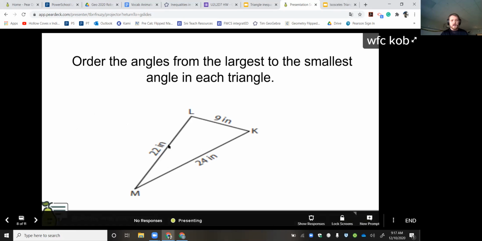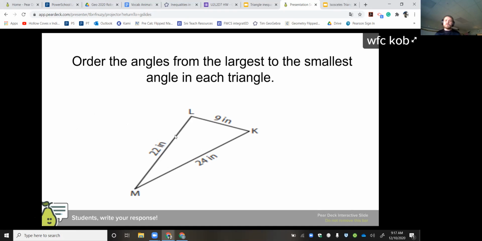So now we are ordering the angles from largest to smallest, okay? Largest to smallest. There's a few ways you can do this. You can use inequalities. You can just write it if you want. Just somehow tell me from the largest to smallest how the angles should be.